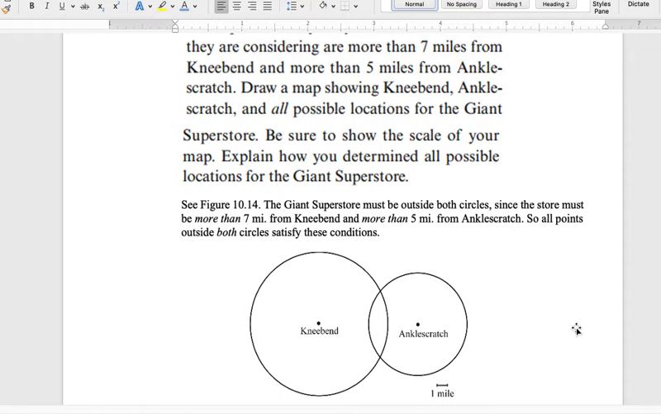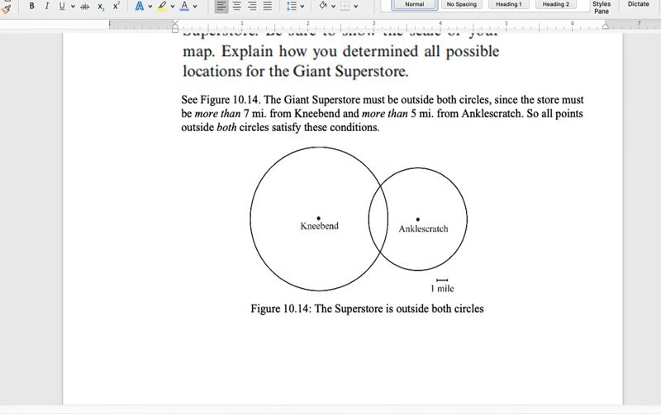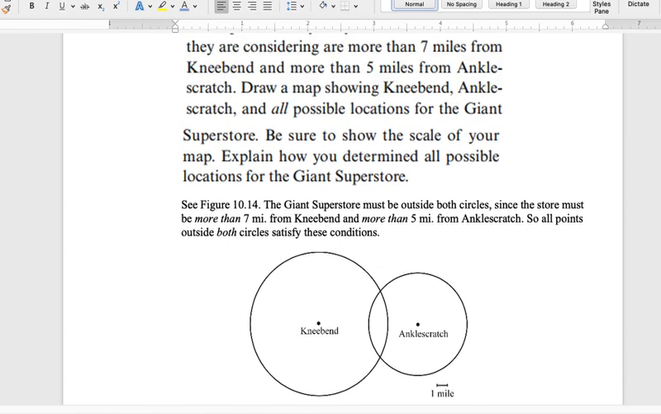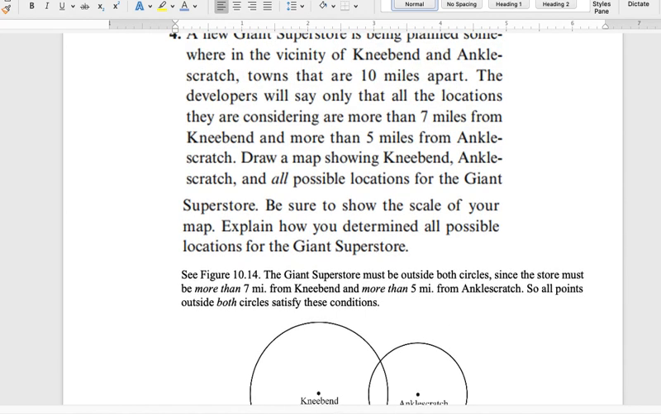They're saying it has to be more than 7, more than 5. That means they must be outside of both circles, right? So basically what I should have shaded, but I guess I couldn't: everything outside these circles, everything that's not within the circles, you should shade, because it's more than 7 from Knee Bend and more than 5 from Ankle Scratch. Okay? So these are kind of fun, kind of like using Venn diagrams to find locations. So I hope that helps.